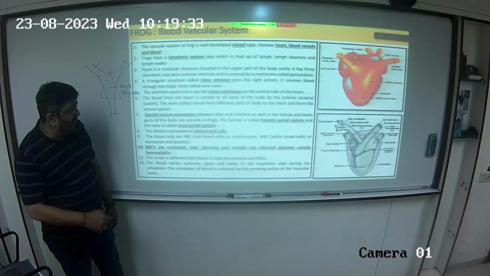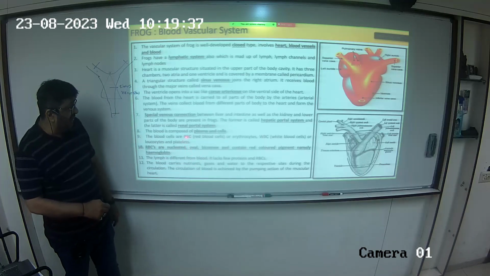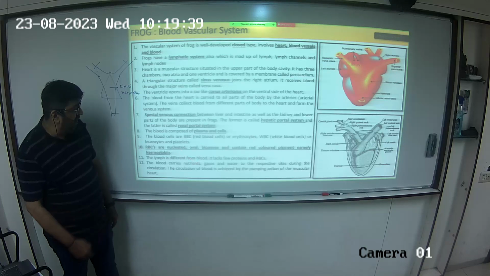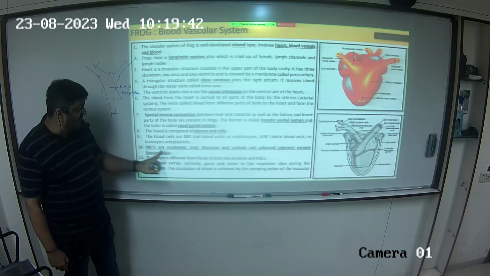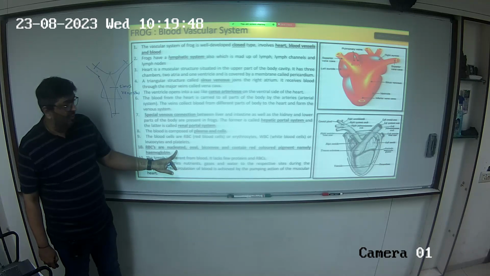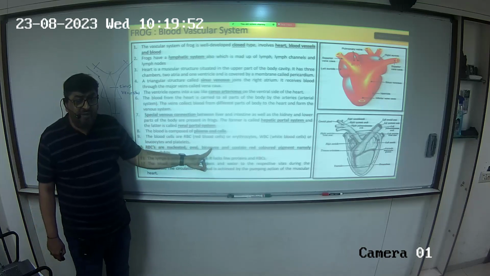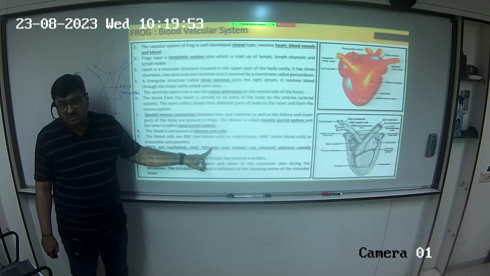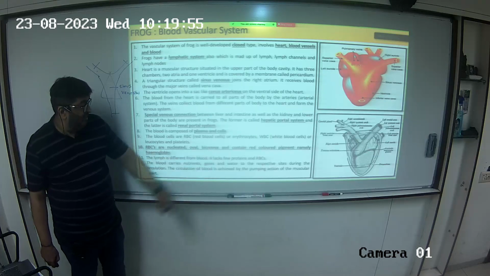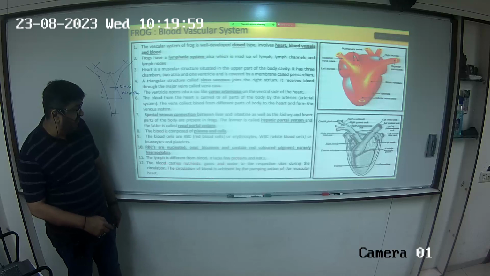Blood is made up of plasma and cells. The blood cells are RBCs, WBCs and platelets. RBCs are non-nucleated, oval and biconcave, and contain hemoglobin. Lymph is different from blood. It lacks a few proteins and RBCs.